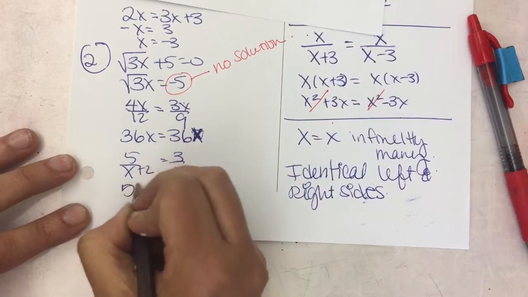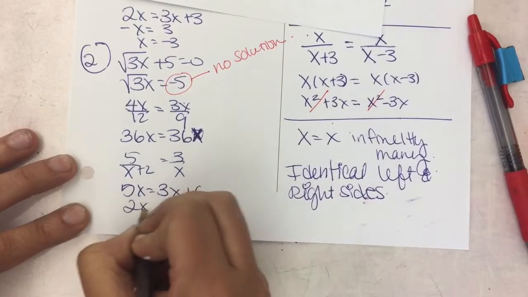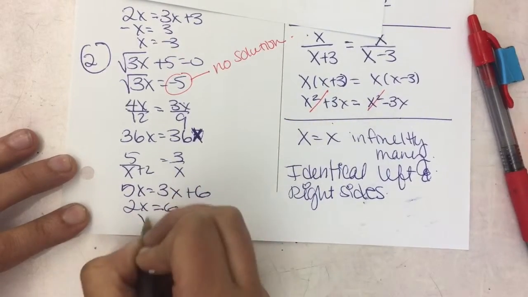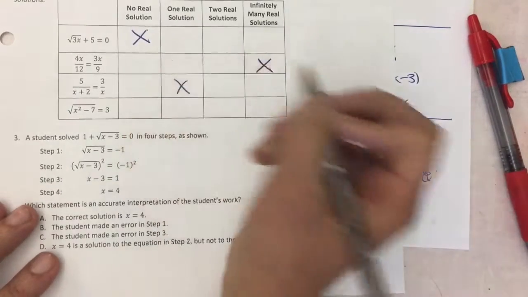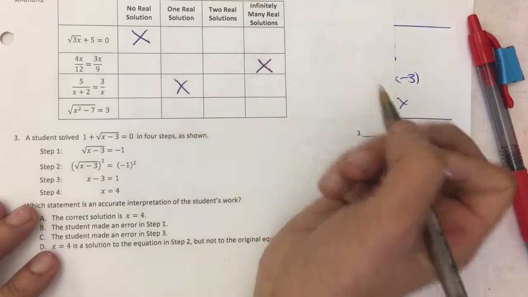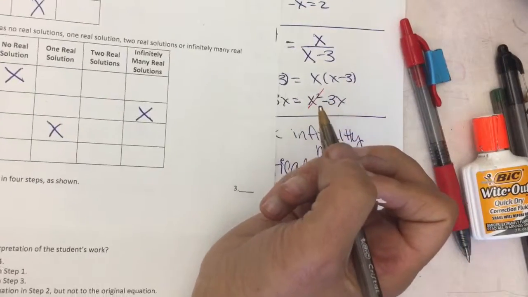So the next one is 5 over x plus 2 equals 3 over x. When I cross multiply, I get 5x equals 3x plus 6, or 2x equals 6, x equals 3. That's one real solution. And my last one here is kind of funky. We've never done an equation quite like that one. So let's see, I might work that one out right here.